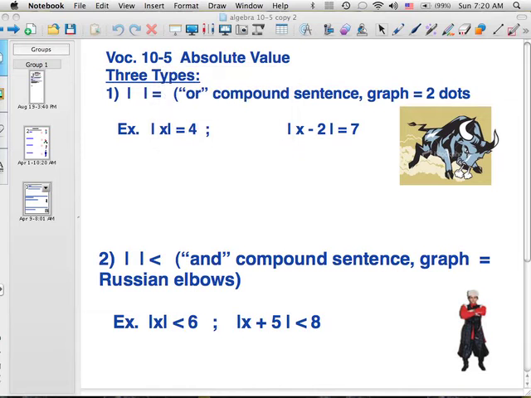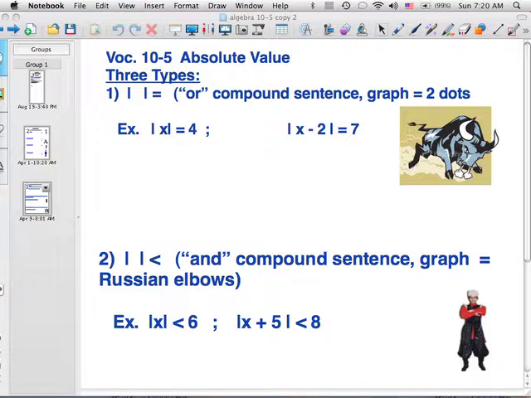We're on chapter 10, section 5 on absolute value. Absolute value turns into compound sentences because in absolute value we can have two possible answers, one positive, one negative. So if we have the absolute value with an equal sign, it's going to be a compound sentence connected by or, because we could have one positive, one negative answer.